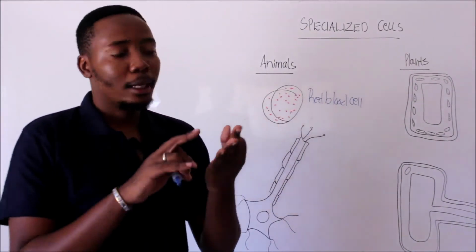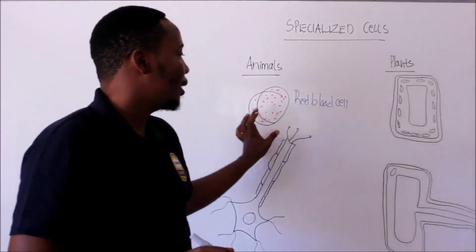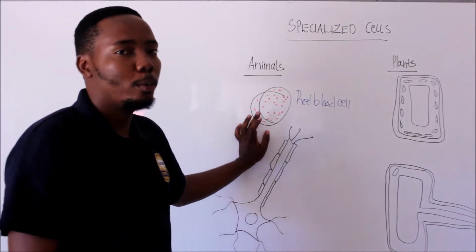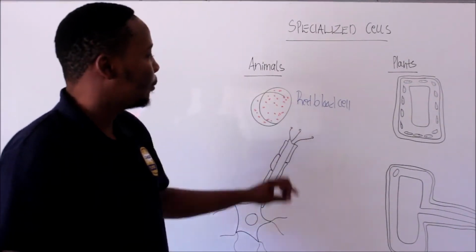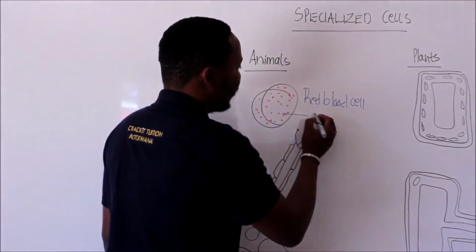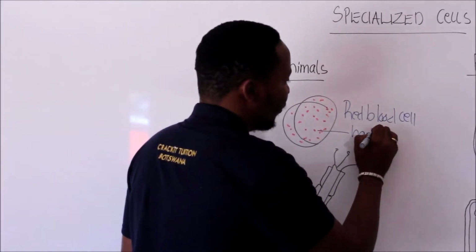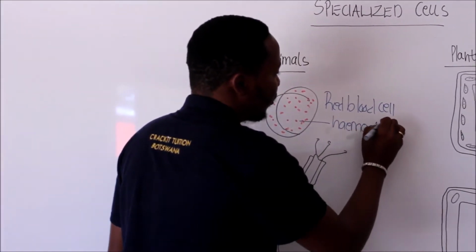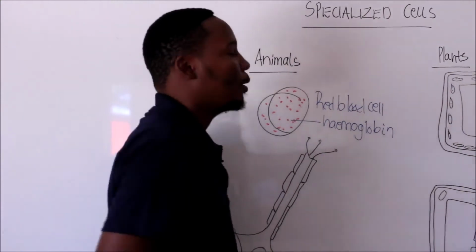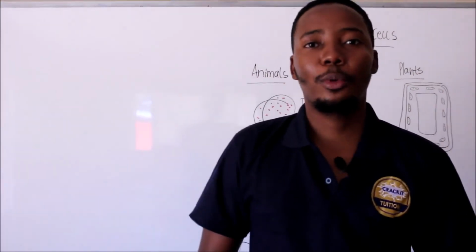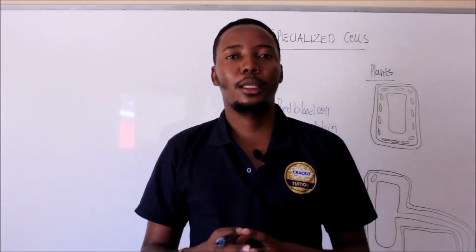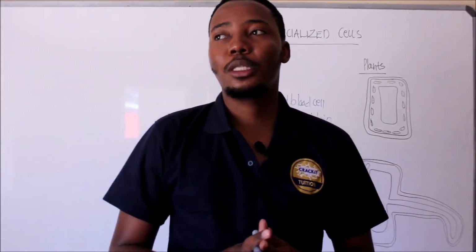And then the third adaptation, this cell has a red pigment called hemoglobin. That's why I've colored it red. This pigment here, we call it hemoglobin. This hemoglobin is able to bind with oxygen, and then it forms a molecule called oxyhemoglobin.